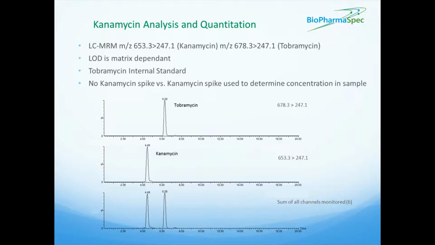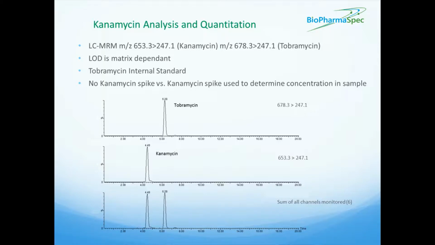Additionally, all the sample aliquots are going to be spiked with equal concentrations of an internal standard. And in this case, we use tobramycin as our internal standard. And again, this helps account for run-to-run variability, which will improve the overall accuracy of our concentration estimation.